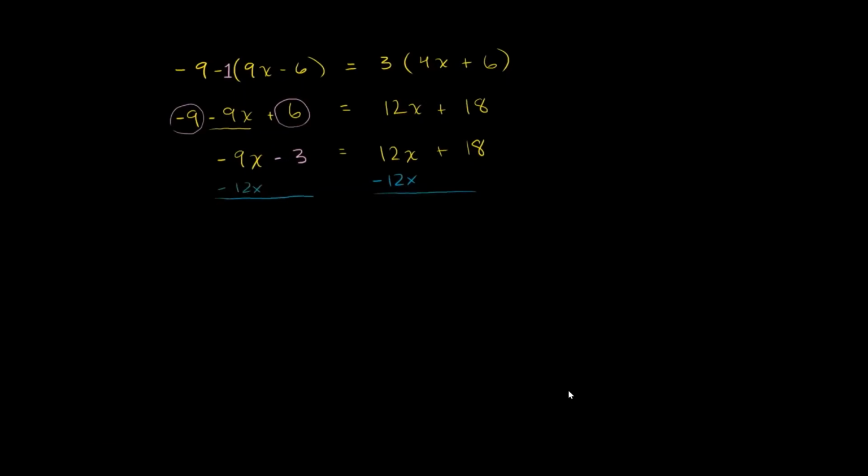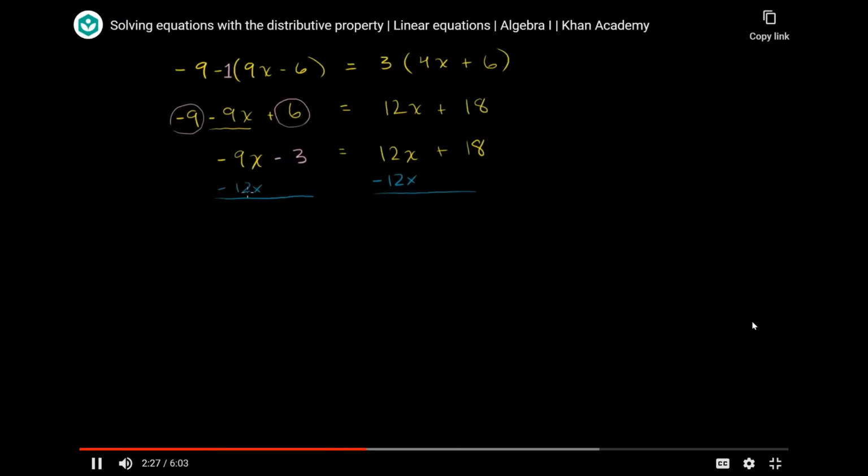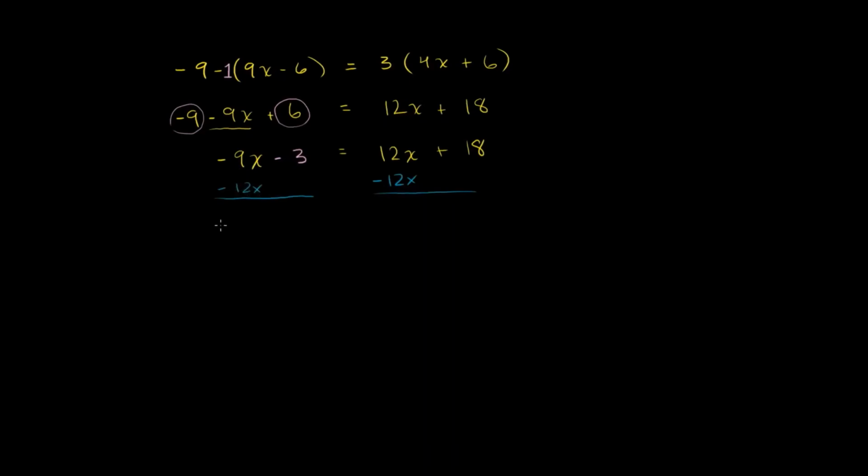Now, on the left-hand side, I have negative 9x minus 12x. So negative 9 minus 12, that's negative 21. Negative 21x minus 3 is equal to 12x minus 12x. Well, that's just nothing. That's 0. So I could write a 0 here, but I don't have to write anything. That was the whole point of subtracting the 12x from the right-hand side. And that is going to be equal to, on the right-hand side, we are just left with that 18 here. These guys canceled out.